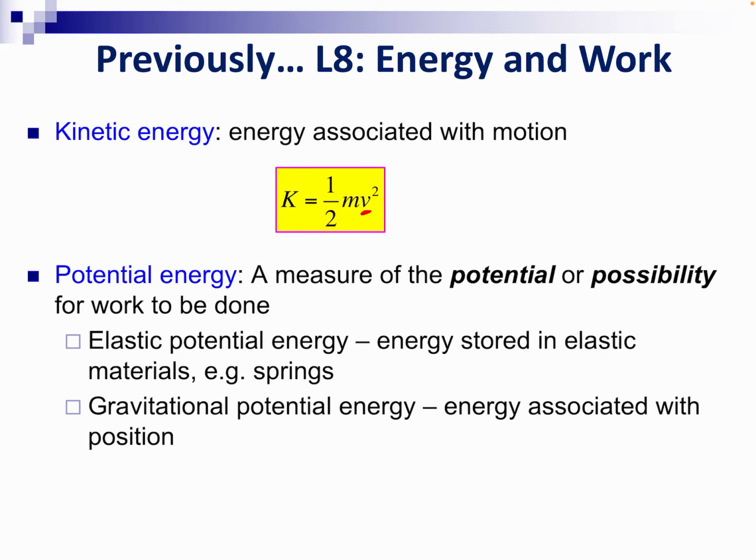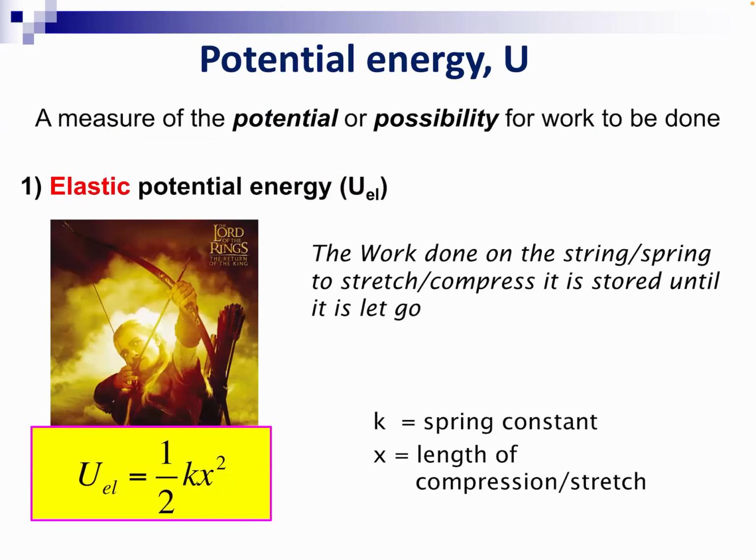And there are two kinds of potential energies. We'll consider elastic potential energy and gravitational potential energy. So let's first look at elastic potential energy. Potential energy in general is the measure of the potential. That's why it's called potential energy. It's the measure of the potential or possibility to do work. Right, so with elastic potential energy, as illustrated there.